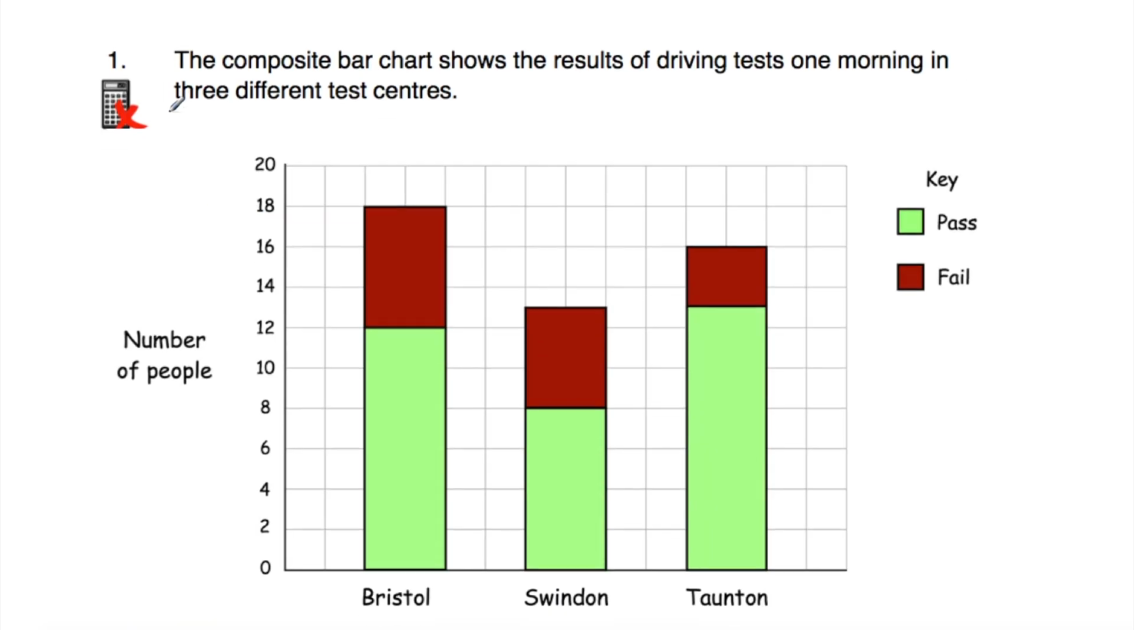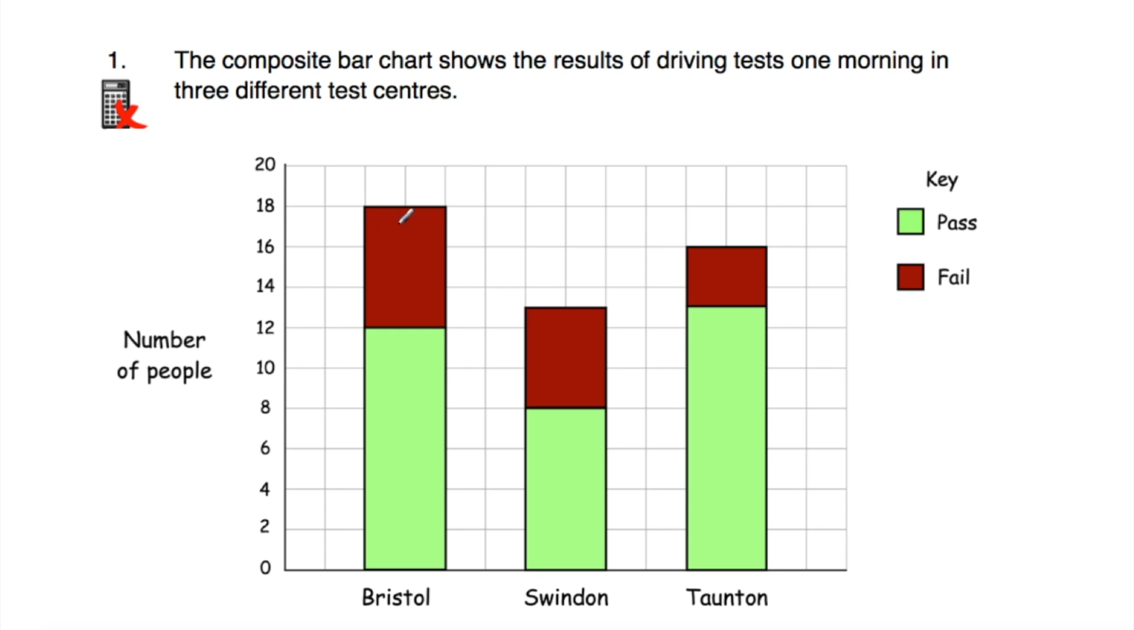So question number one says, the Composite Bar Chart shows the results of driving tests one morning in 3 different test centres. So we've got the Bristol Test Centre, the Swindon Test Centre and the Taunton Test Centre. And we've got the number of people, so this is the number of people sitting the driving tests. So here, for instance, in Bristol, and actually let's just check out the key as well. Green is passed, so these people passed. So with Bristol, 12 people passed, and the rest, they failed.